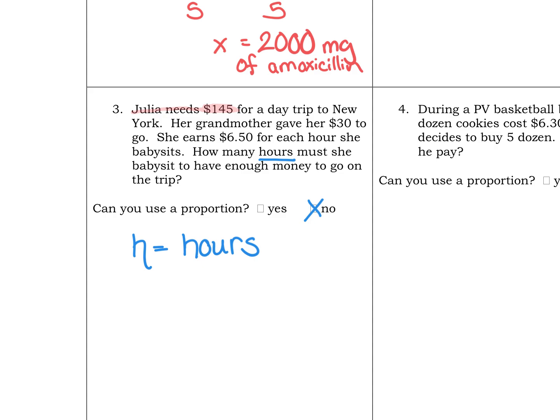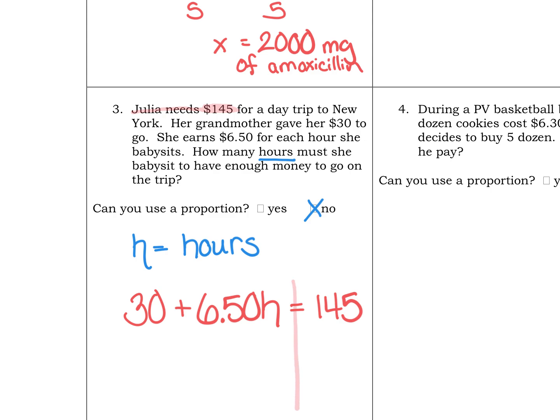So how much does she have? Right now she's $30. If she works, the amount she has will increase. $6.50 per hour. So for every hour, she earns $6.50. So I would do $6.50 times the number of hours worked equals 145. So this one requires an equation, which you are now an expert at solving. Write the equation, that's the toughest part, and then start solving.